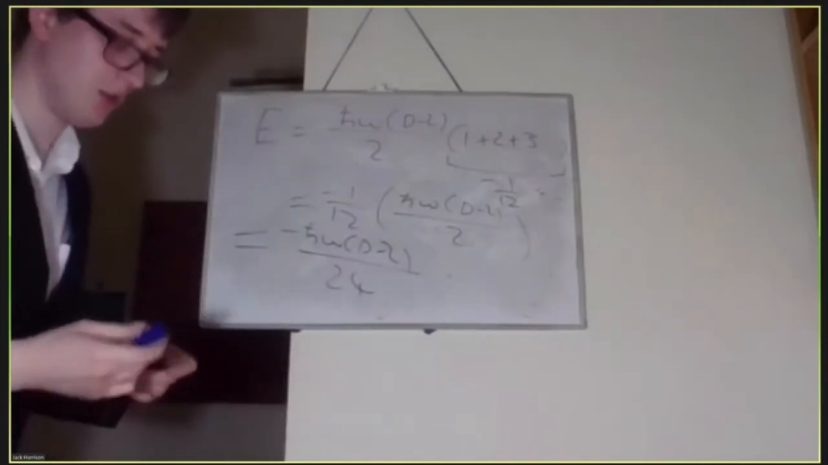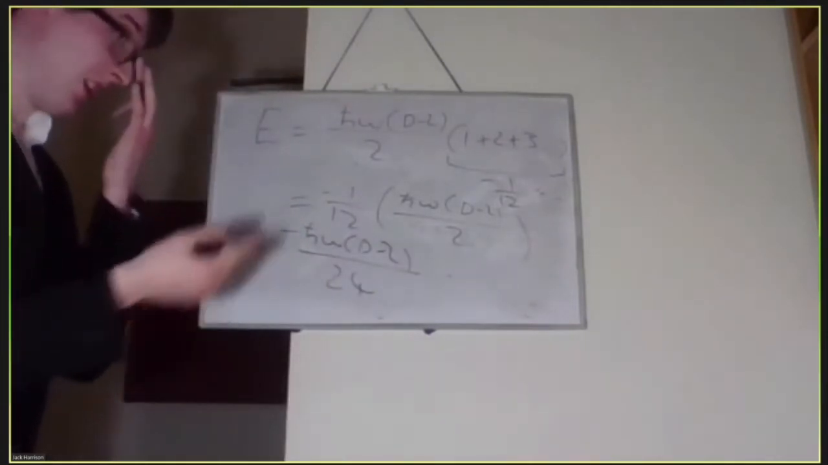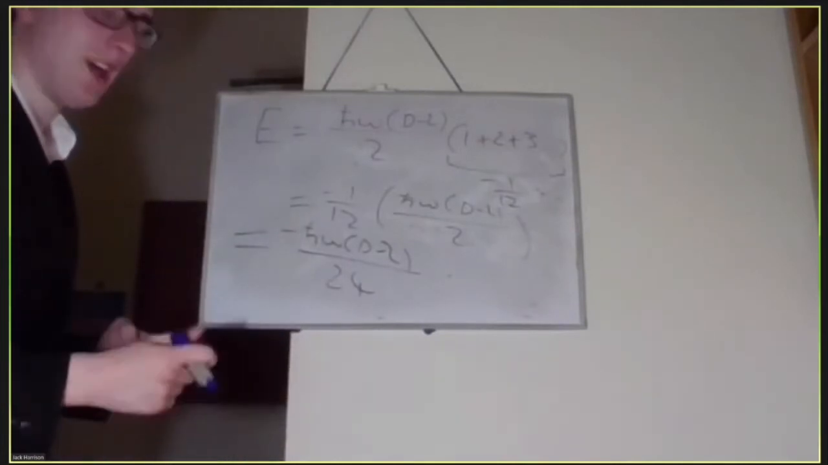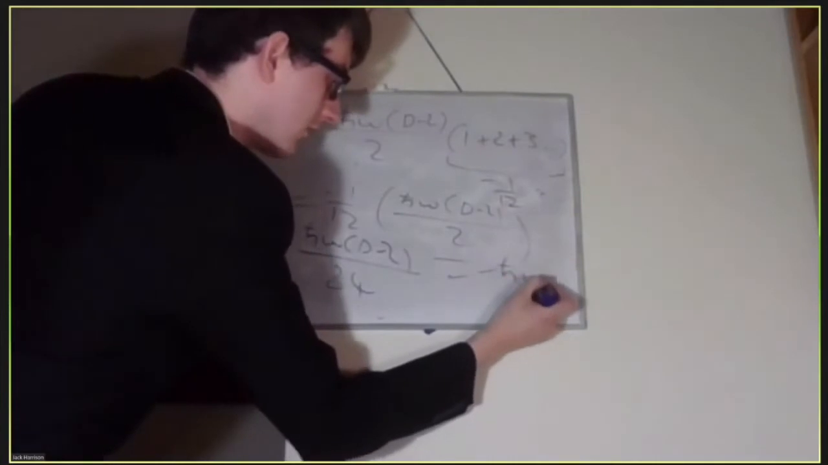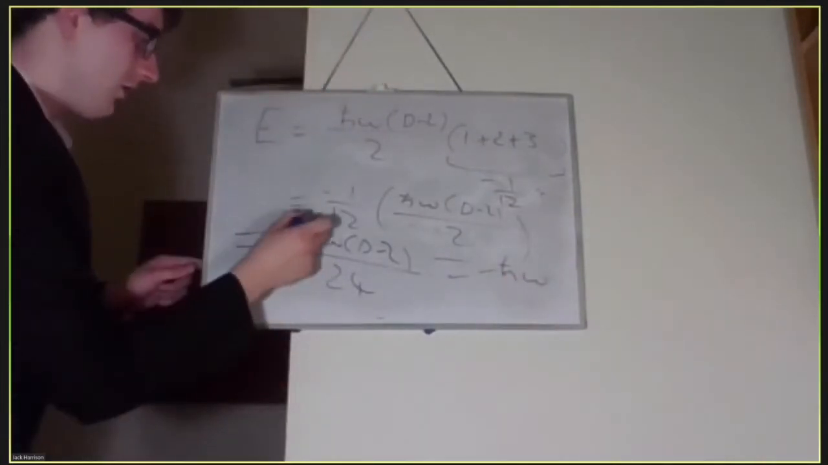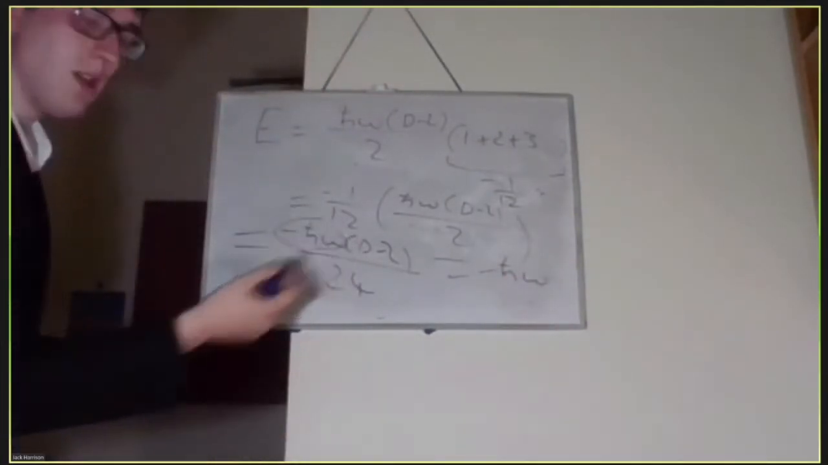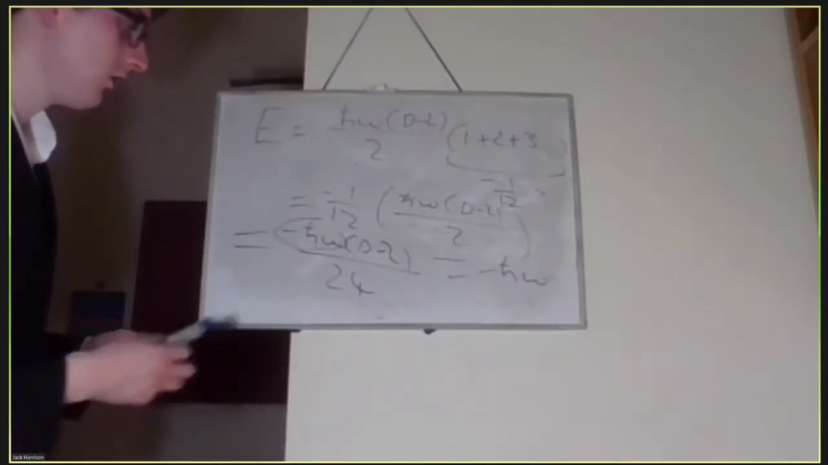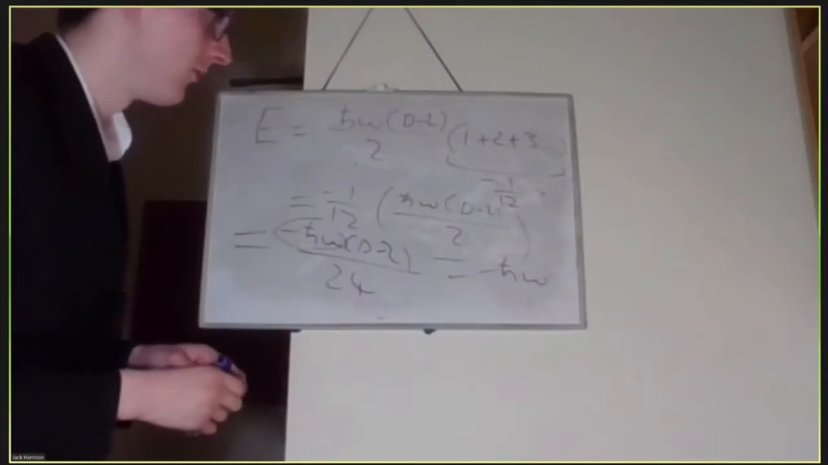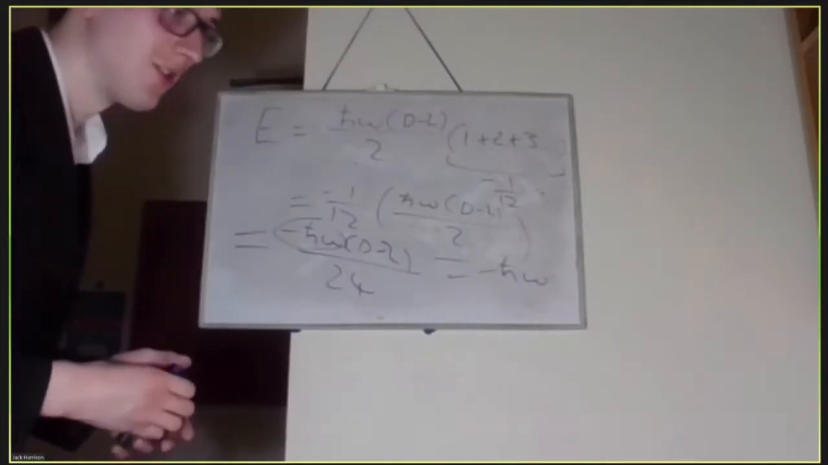But there's also a result in this particular type of string theory that this would be equal to minus h omega, which means, since we have that here, that d minus 2 over 24 must equal 1. So d minus 2 is 24, so d is 26.